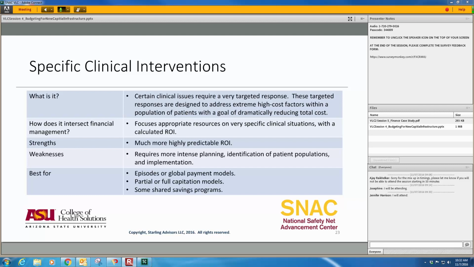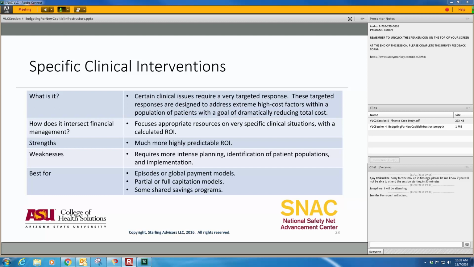I'm going to give you some examples in a second, but this is when the organization will take almost an organization-wide stance on certain clinical issues that have essentially a highly calculable return on investment. In these models, the financial ROI can actually be much more predictable. Is it always attainable? That's a different story, but much more predictable, as you'll see in a second. But it does require more intense planning, a more intense identification of the patient populations, and a commitment to implementation.